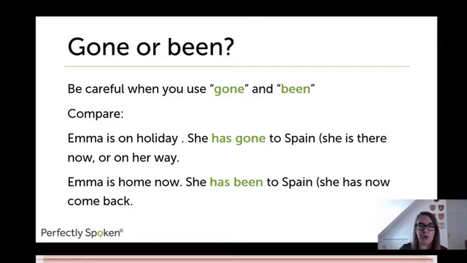But in situation 2, Emma is back home. She's not in Spain. So here you need to use been. She has been to Spain because she has now come back. So that's quite an important difference and something to think about when you're using this tense and those particular verbs.